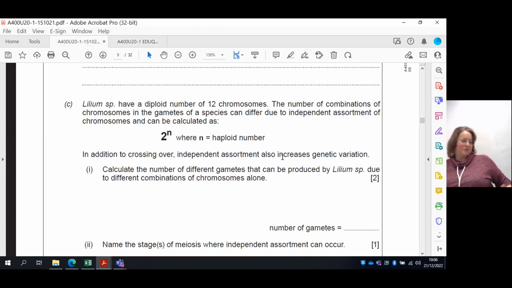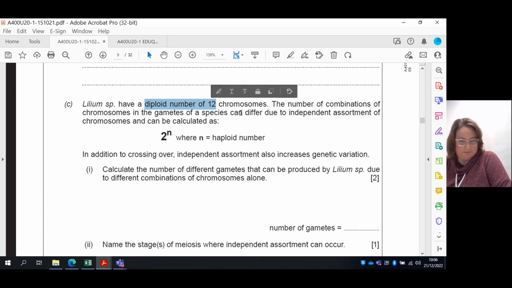Here we go. Maths. Don't we love a little bit of maths? So what is it that you're going to have to think through? It's telling you you're looking at lilies and the diploid number of chromosomes, that is 12. Diploid number, not haploid, the diploid number.